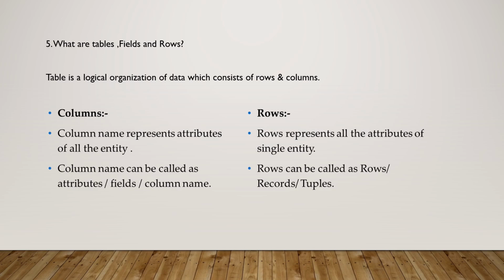What are tables, fields, and rows? Table is a logical organization of data which consists of rows and columns. Columns: column name represents attributes of all entities. Column name can be called attributes or fields. Rows: rows represent all the attributes of a single entity. Rows can be called rows, records, or tuples.